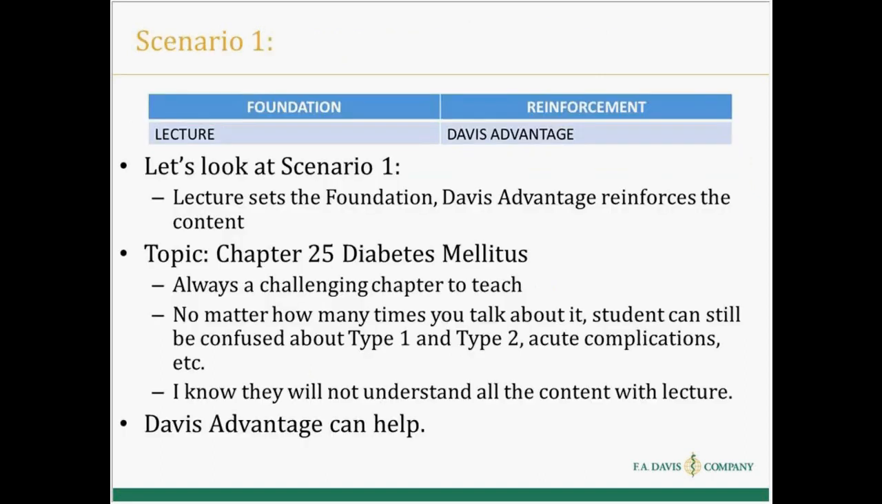So the first scenario, I want to set the foundation in lecture, and I'm going to use Davis Advantage to reinforce the topics. So the example I'm choosing is Chapter 25, Diabetes Mellitus. And if you've taught this before, you know it's always a challenging chapter to teach. You have learning about type 1 and type 2, acute complications, and so on. And I know they're not going to be able to gather all of this information easily in lecture. And this is where Davis Advantage can help.